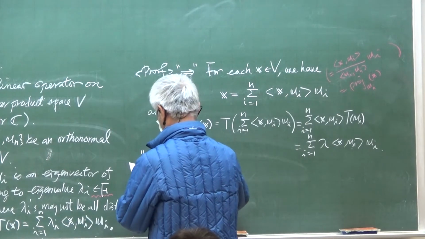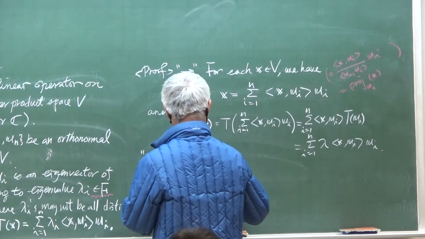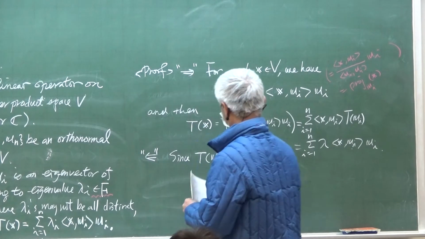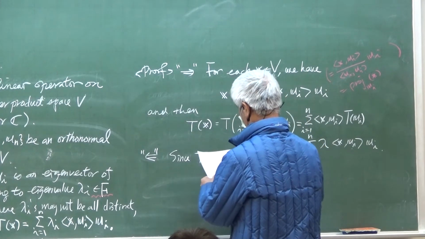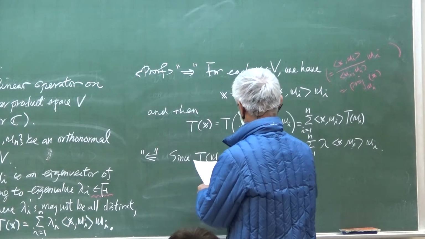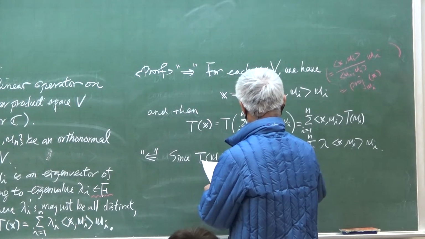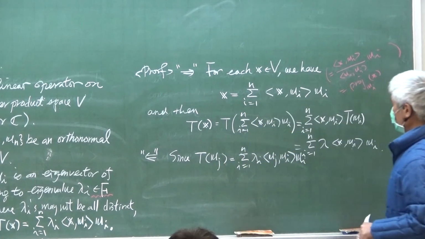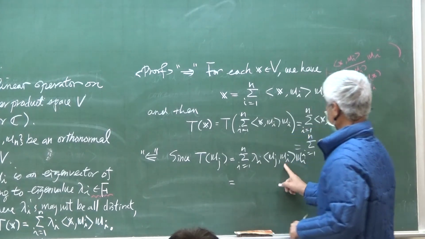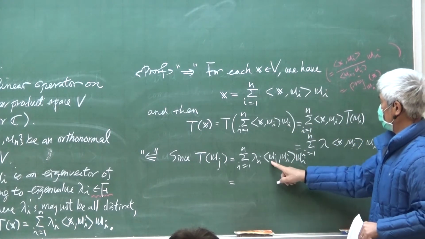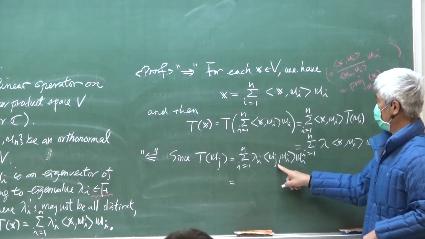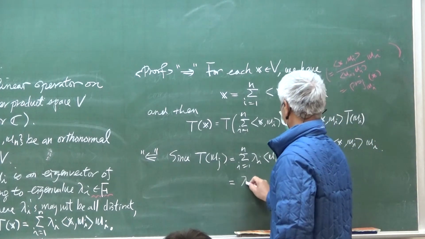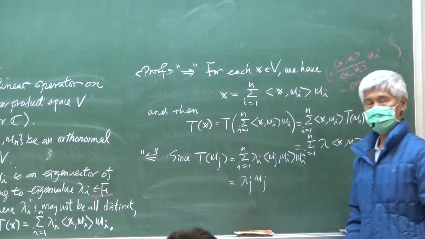First of all, suppose this is true. Now we let x be u_j, which is equal to the summation i from 1 to n of lambda_i <u_j, u_i> u_i. Okay, and because they are also orthonormal, if i is not equal to j, this is 0. But for i equal to j, the inner product is equal to 1. So we have lambda_j u_j with that.